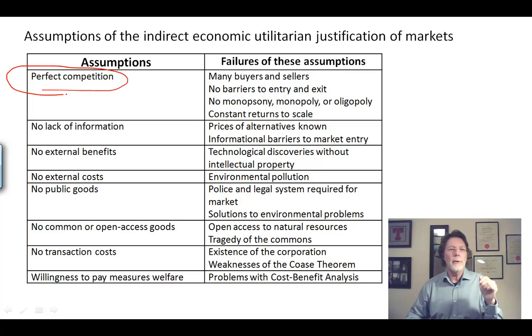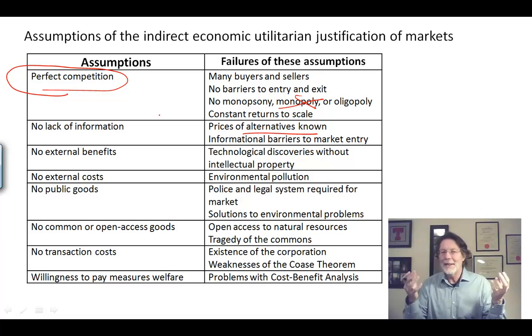And the biggest one is this one, that the markets are in perfect competition. And I'm sure that you've studied this before, so I'll just remind you that you can't have monopolies, right? And if you're in perfect competition, you can't have oligopolies. It assumes constant returns to scale, many buyers and sellers, no barriers to entry and exit, etc. Full information, or all the necessary prices of alternatives are all known. There's no informational barriers to market entry. Okay, so there's a lot of assumptions like that go into this proof, and they're often violated. So maybe the proof is fine in theory, but it doesn't work out all that well in practice.